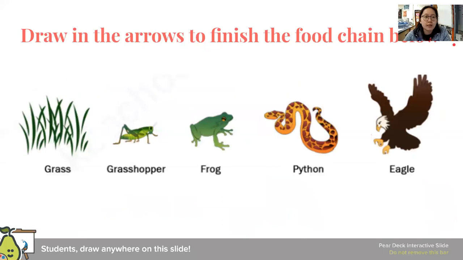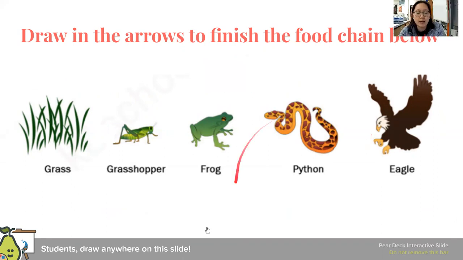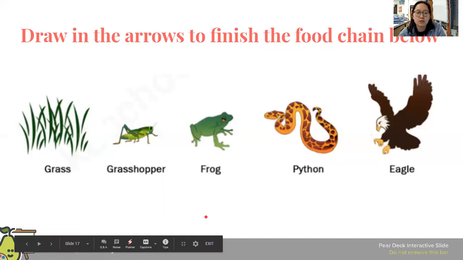Use your pen tool, and I'm going to ask that you draw the arrows in to finish the food chain below. Okay, there's a grasshopper, there's a frog, there's a python, and there's an eagle. And I'm going to ask that you use arrows to draw out this food chain.